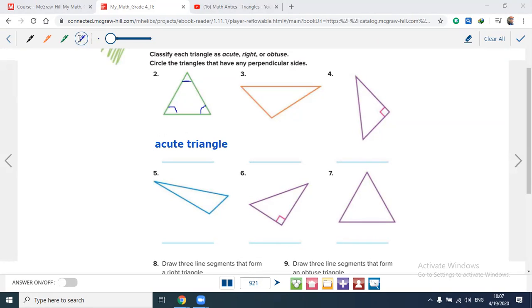Now let's go for the next one. Here I have what? Small corner, small corner. So two acute, and this one wide will be obtuse. So here will be an obtuse triangle. And the third one is clear. Yes, it has a square corner like this. It's called a right triangle.